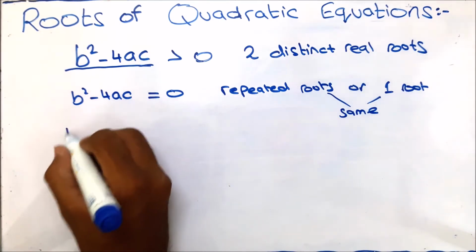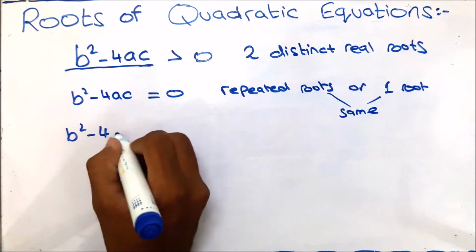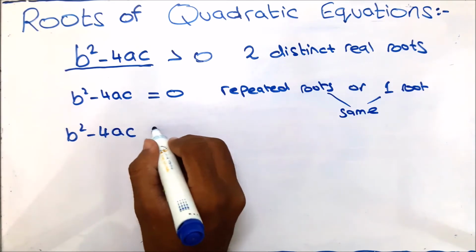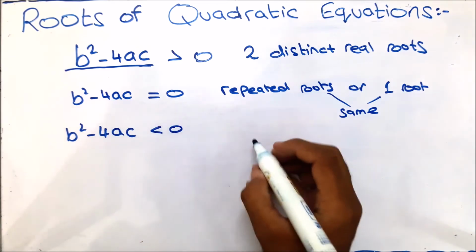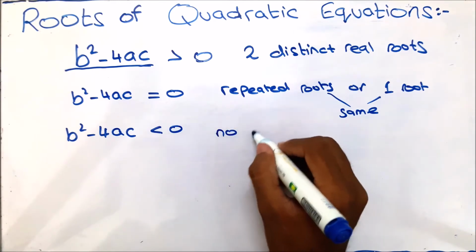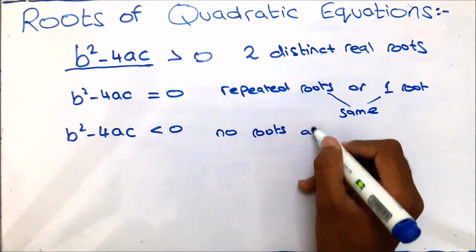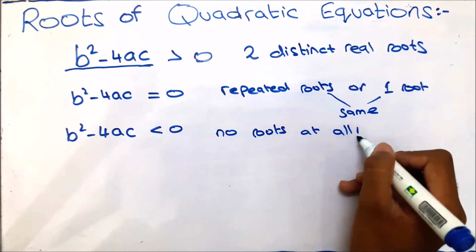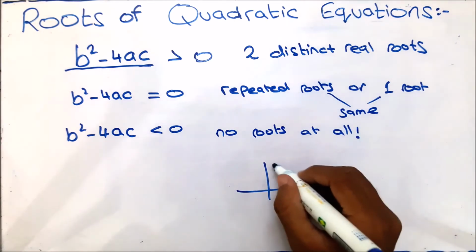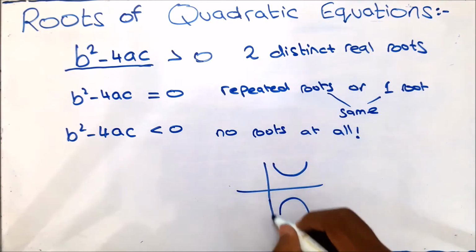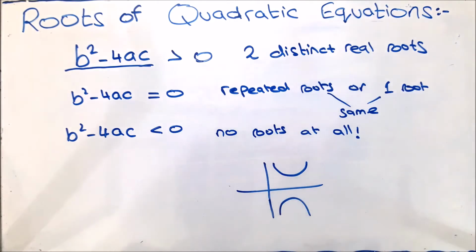The third case is when b squared minus 4ac is less than 0. In this case, we have no roots at all. This occurs when our graph is like this or this. It does not cross the x-axis.